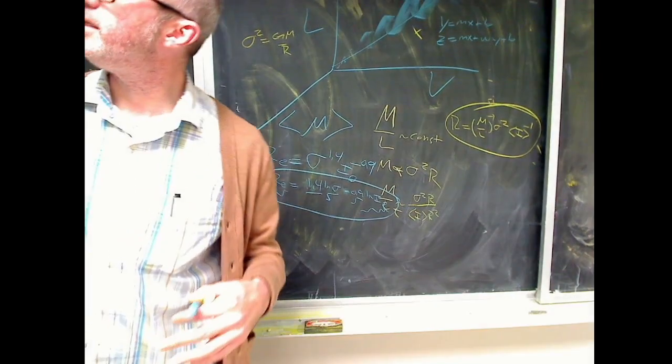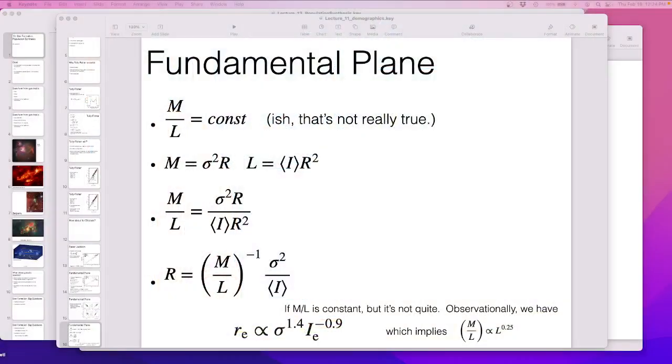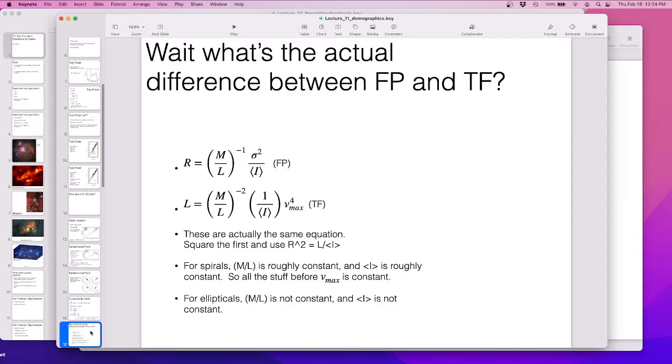So what do you need to make this work? You also need to measure the average surface brightness. You need to have a measure of the angular size of the galaxy, as well as the velocity dispersion. Okay. Any other questions on that? Does that make sense? Does anybody have any questions on that?